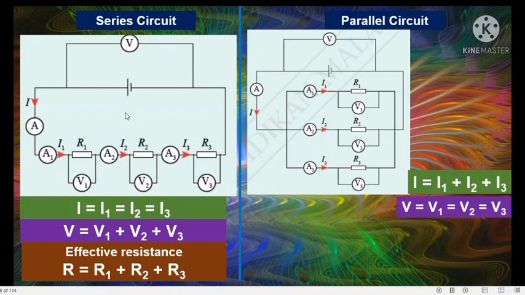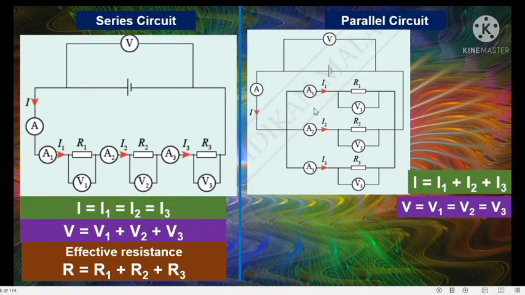Now let's look at the total resistance of the circuit, or we can say the effective resistance. As we know from the formula, V equals IR. If you want to determine the value of the total current, I equals total voltage divided by total resistance. In this case, we have more than one resistor, so the value of R must be the total resistance, or we call it the effective resistance. For a series connection, the total effective resistance is R1 plus R2 plus R3.